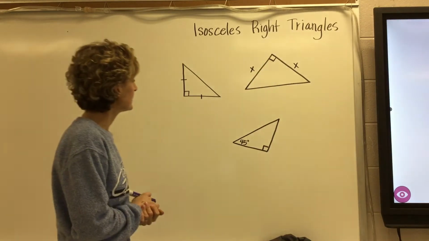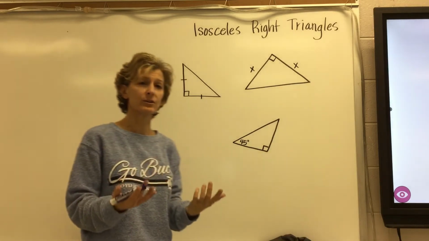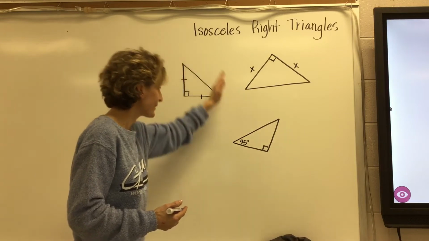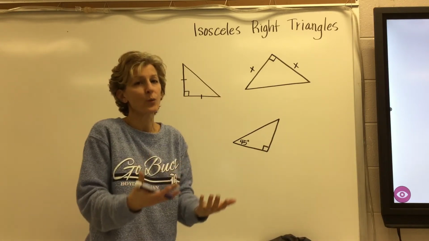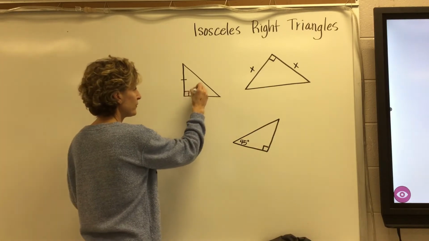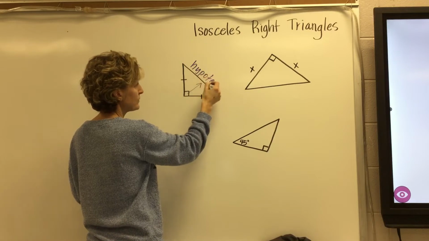That's pretty easy. But now let's look. If you see something like this with the two tick marks, what does that tell you? That those two sides are congruent. Therefore, this is an isosceles right triangle, okay? This is the right angle, therefore, this is your hypotenuse. We've talked about that already. Let's just review.